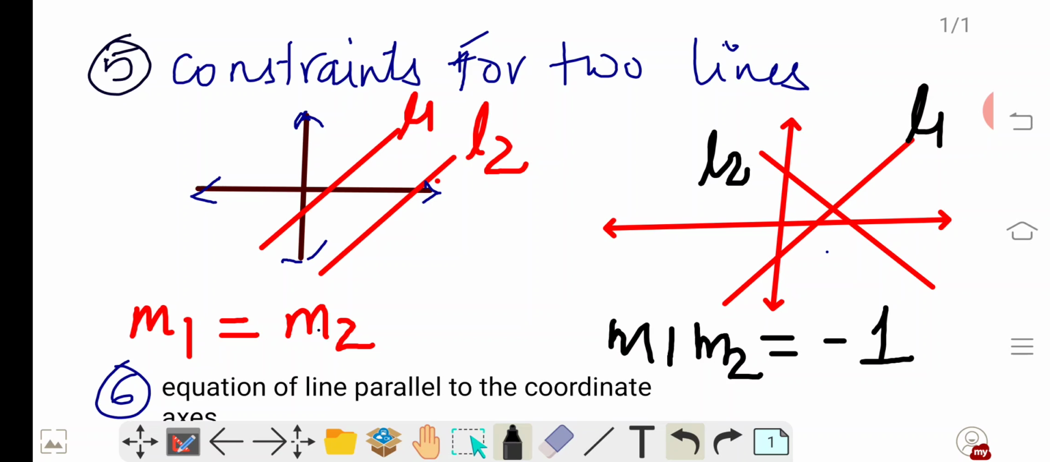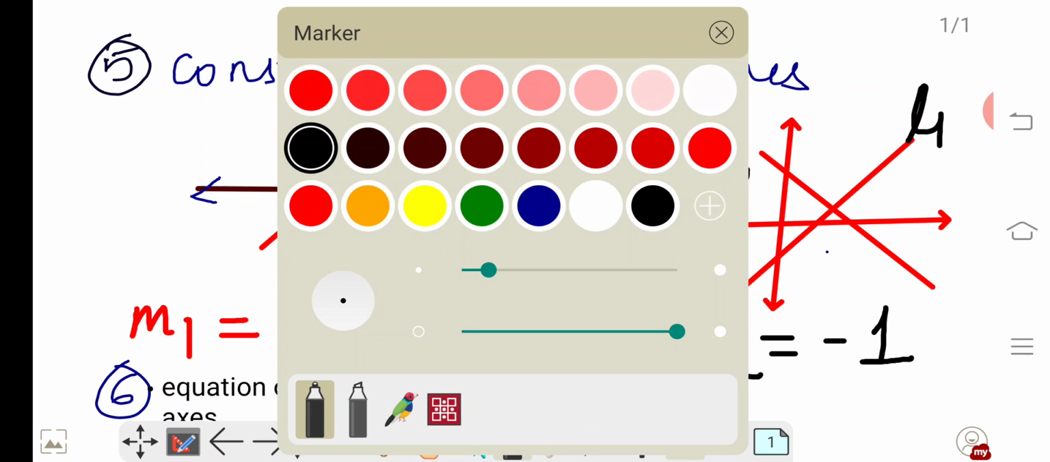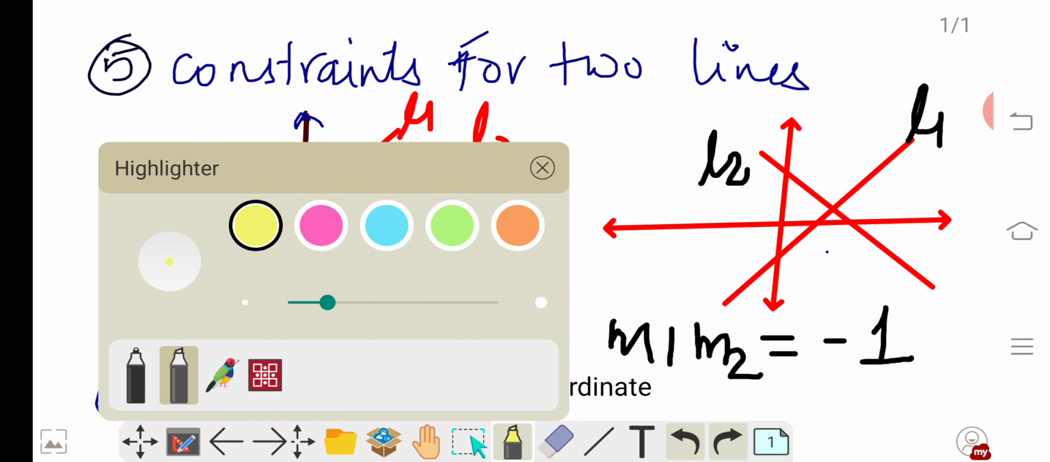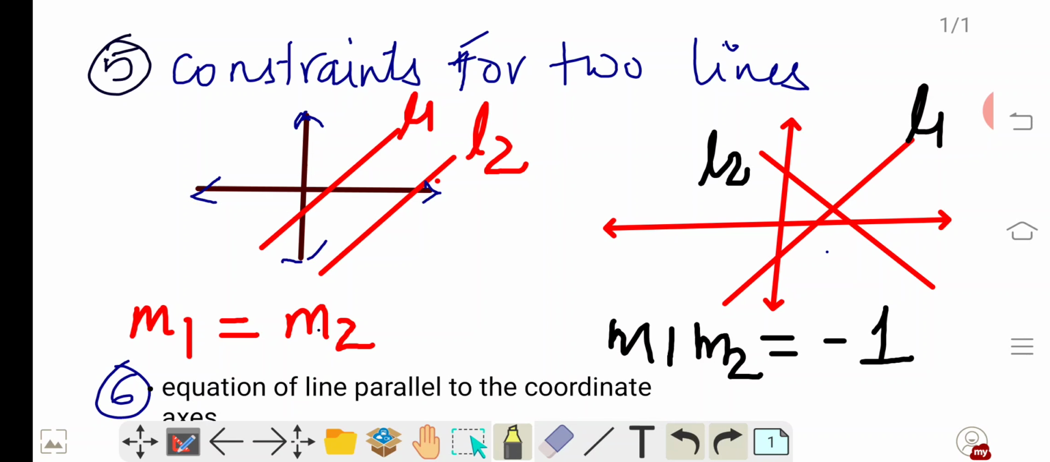If the lines are crossing each other and perpendicular to each other, then the constraint is m1 into m2 is equal to minus 1. And when the lines are parallel to each other, then the constraint is m1 is equal to m2. Or if the lines are perpendicular to each other, then the constraint is m1 into m2 is equal to minus 1. So these two are the constraints.